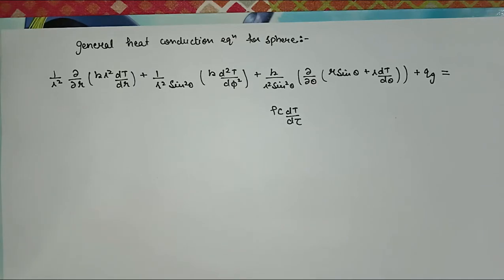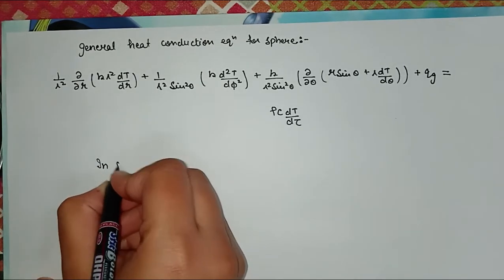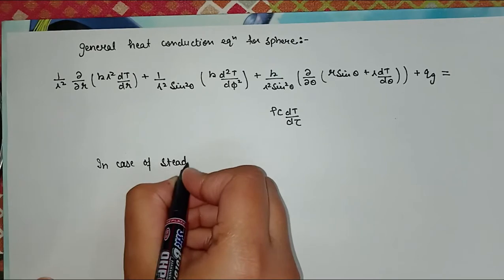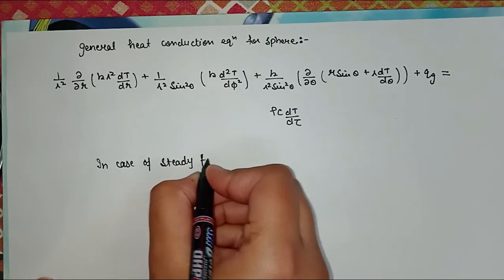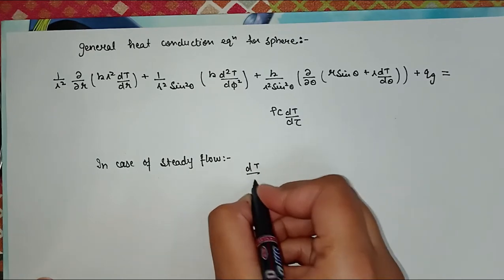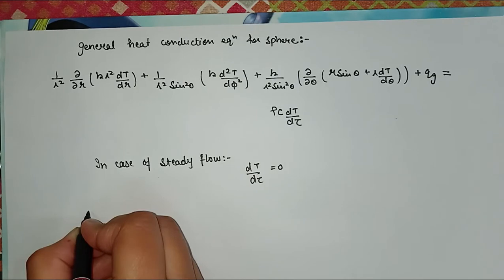Let's consider some special cases of the general heat conduction equation. For this, first we have to write the general heat conduction equation for a sphere. Let's take the first case, that is the steady state condition. We know that at steady state, the rate of change of temperature is equal to 0. Therefore, dT upon dτ will be 0.